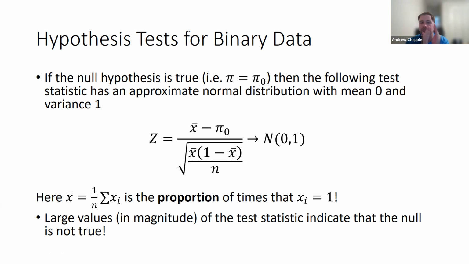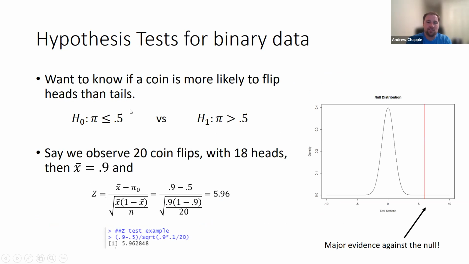Small values in magnitude are evidence of the null being true. As an example, maybe we're going to flip a bunch of coins and we want to know if a coin is more likely to flip heads than tails. So I might test the null that pi, which is our coin flip probability of getting a heads, is less than 0.5 versus pi being greater than 0.5.